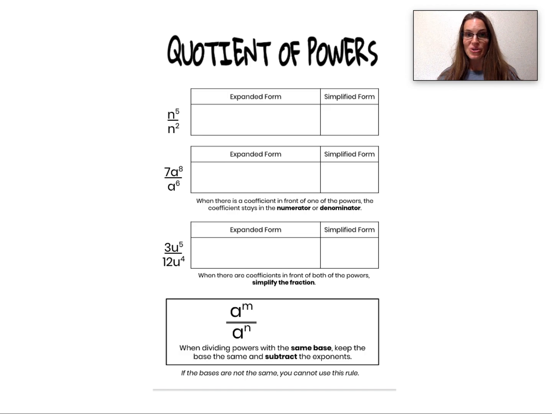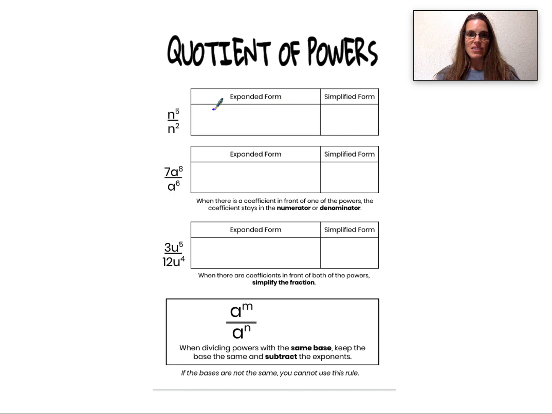Next, exponent rule, quotient of powers. Again, before I tell you the rule, we're going to look at some examples of quotient of powers, where by quotient of powers, I mean I'm dividing two powers. First example, n to the fifth divided by n squared.